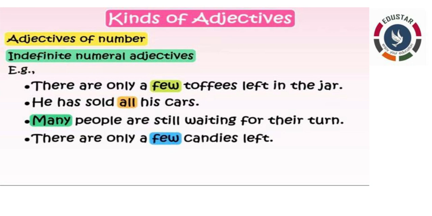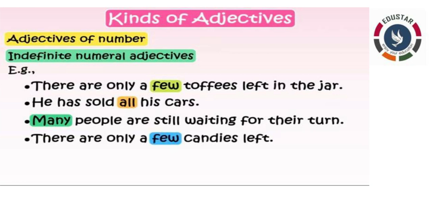He has sold all his cars. Many people are still waiting for their turn. There are only a few candies left. Here, the words like few, all, many, and again few are indefinite numeral adjectives, and they do not give us the exact number. Can you understand the difference between definite and indefinite numeral adjectives?